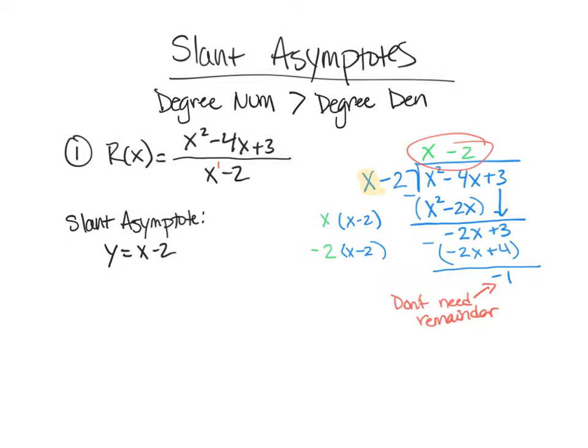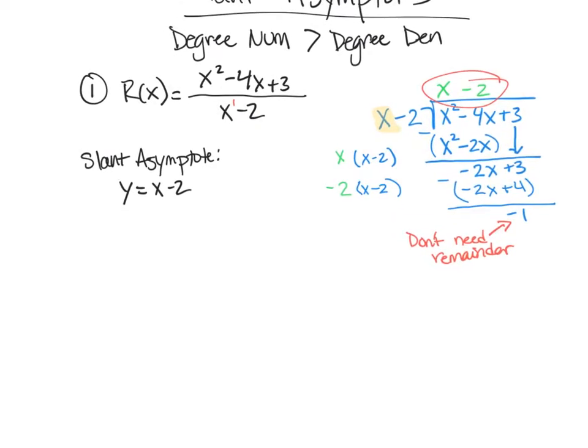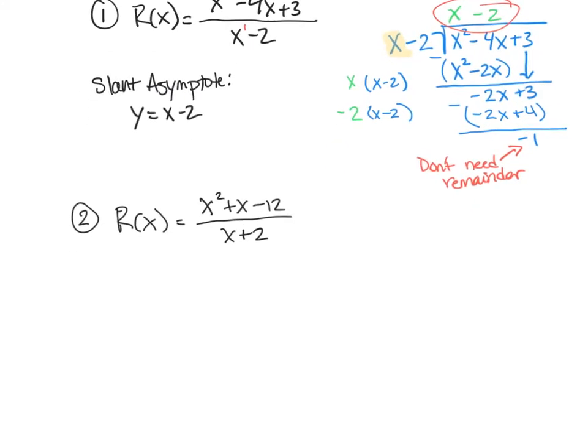So let's try just one more example. Problem number 2 is r of x is equal to x squared plus x minus 12 over x plus 2. We're going to do the same thing that we did before and divide this out. So we're going to do x squared plus x minus 12 divided by x plus 2.